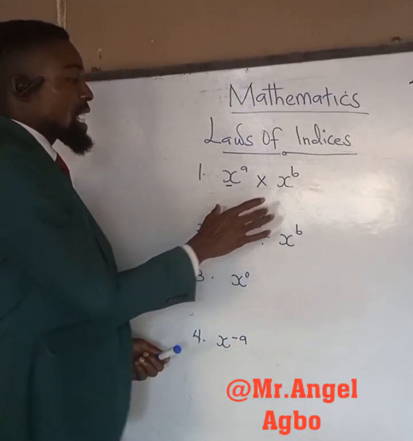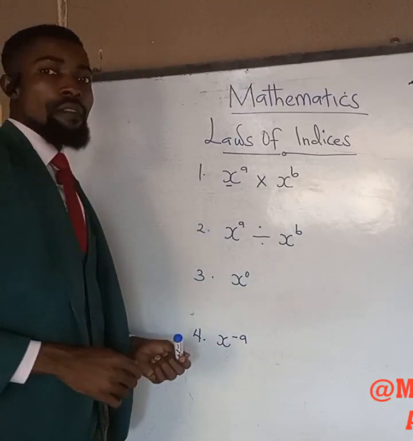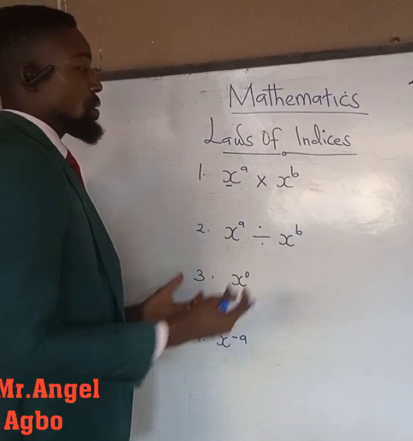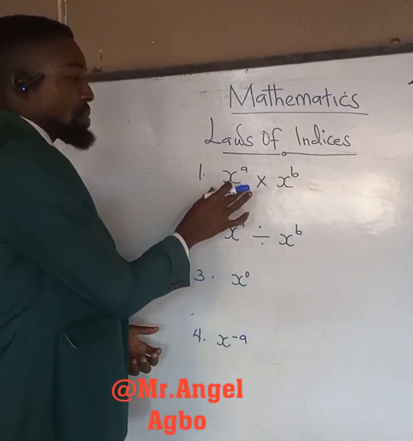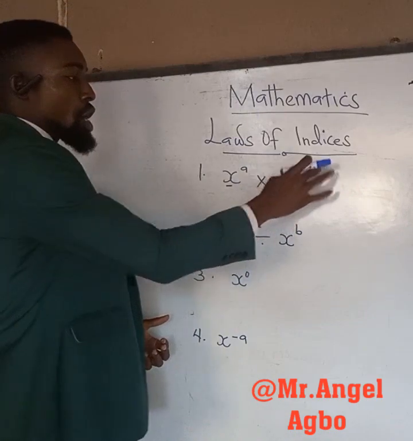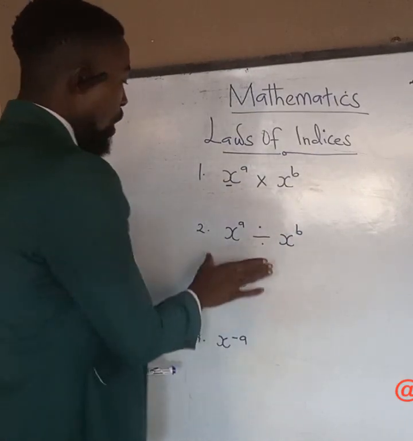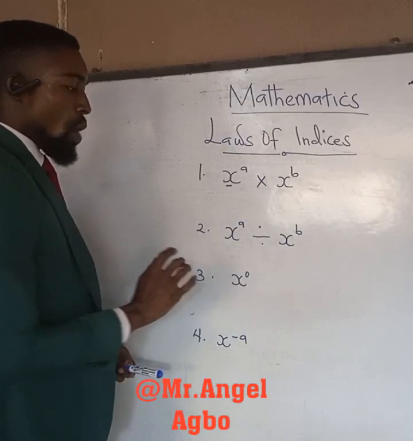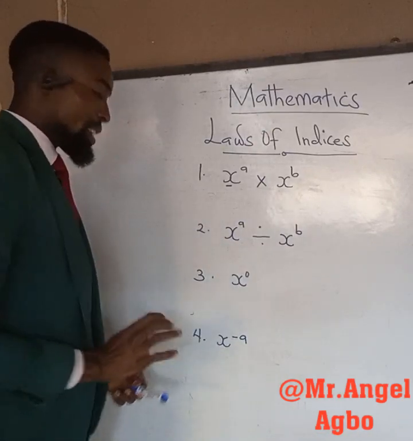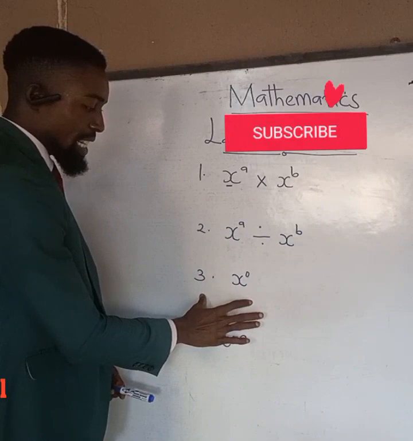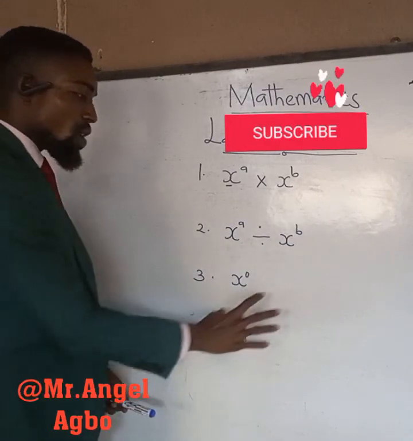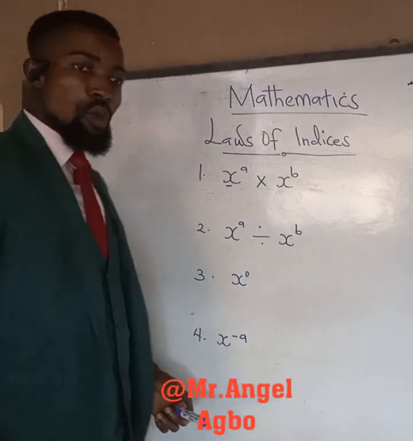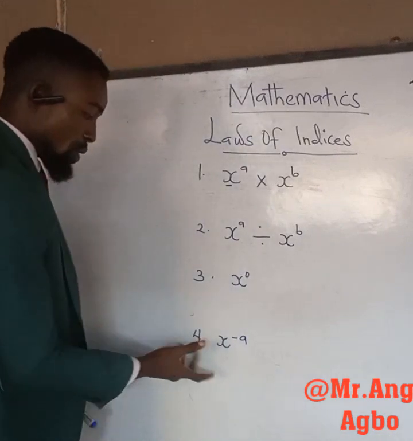The first law is the law of multiplication. It says that when you have the same base multiplying together, you add the powers. The law of division says when you have the same base, you subtract the powers. And we have the third one, the zero law. The zero law says anything raised to the power zero will give you one. So that is just it.